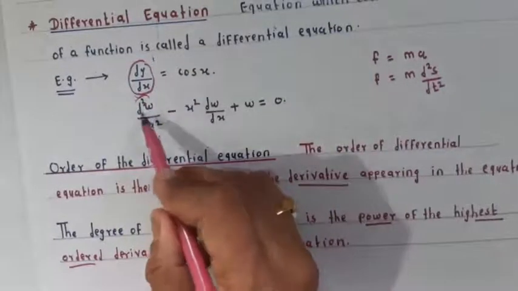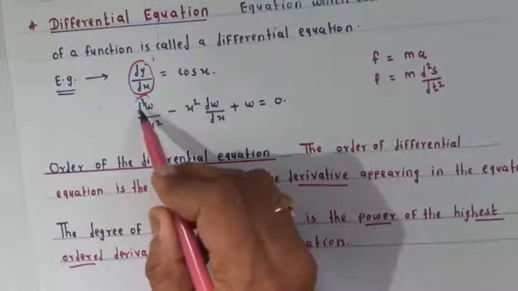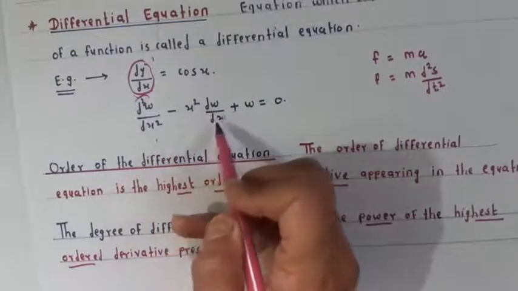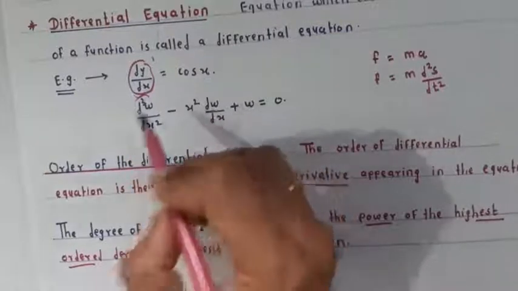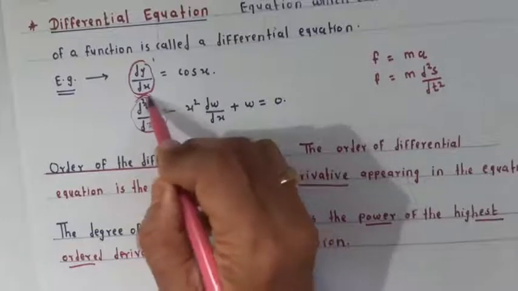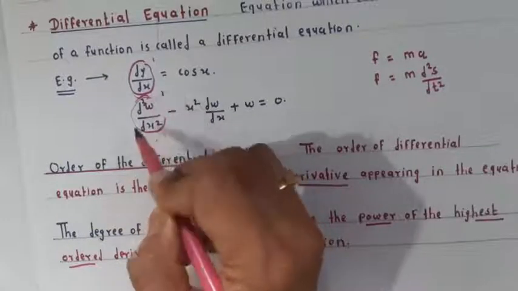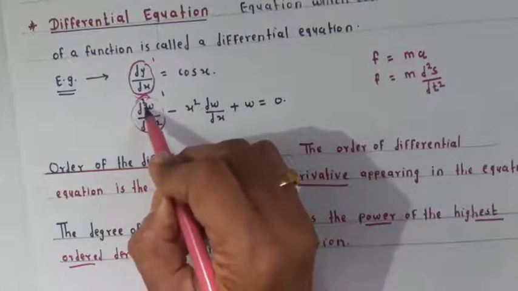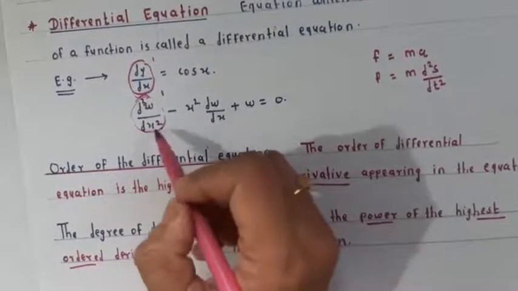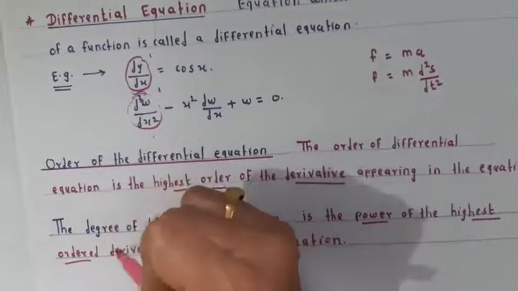Now take d squared w upon dx squared minus x squared dw by dx plus w. Here the highest order is 2. And what is the power of the highest order? The power of the highest order is 1. Therefore here the order is 2 and the degree is 1. In this way we have to find the degree and order of a differential equation.